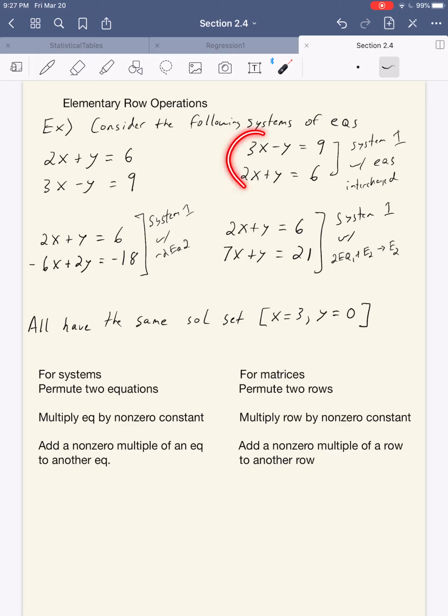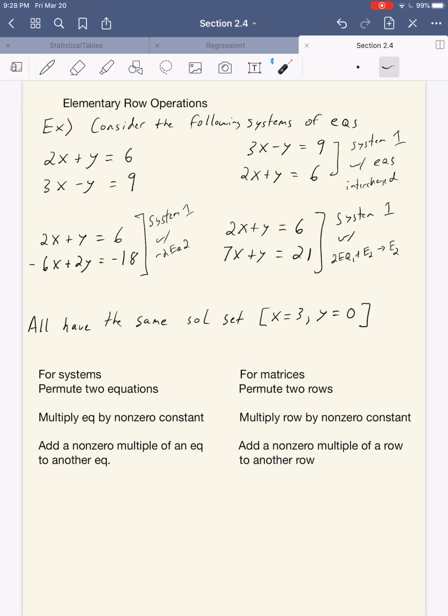So this first one here was talking about interchanging equations. So for systems, we know we're allowed to permute or interchange two equations. For matrices, if we were going to write a matrix to represent the system, as we talked about in the previous video, well, if we can permute two equations, that also must mean we can permute two rows. We can interchange two rows without really changing any of the fundamental structure.